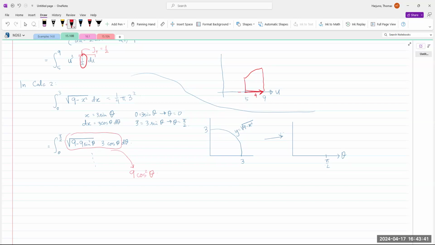And 9 cosine squared theta in the newer rectangular system now becomes something that looks like this, I believe. Not precisely the same as that one. Let me change that. It may look like this. I don't know, but this is the graph of 9 cosine squared theta.